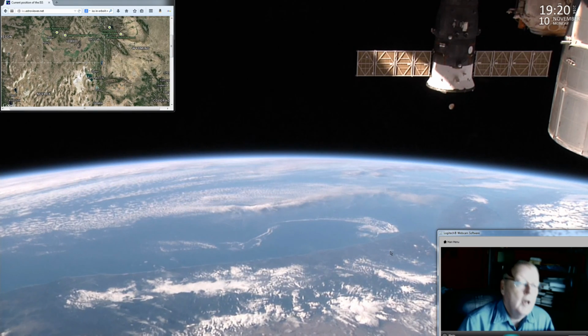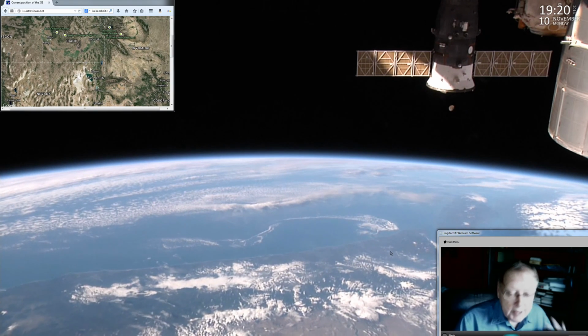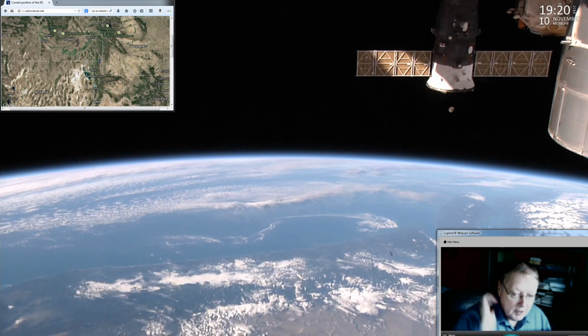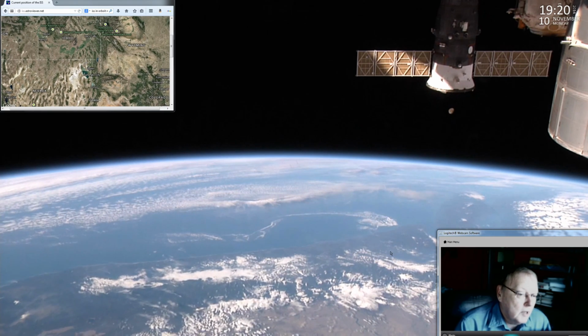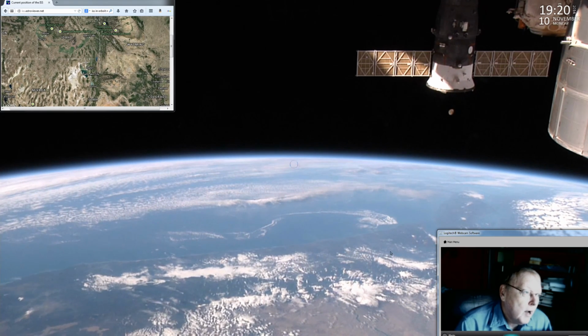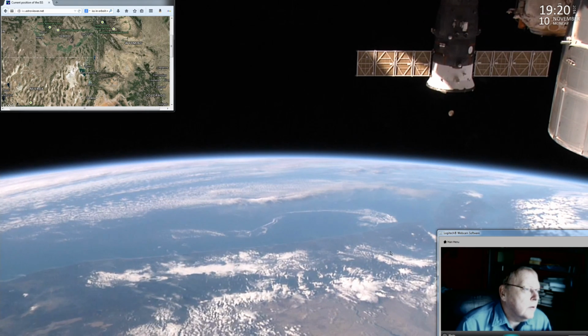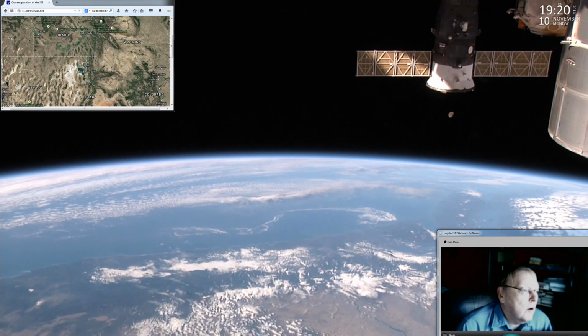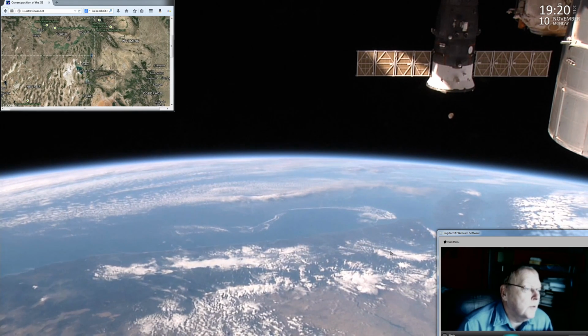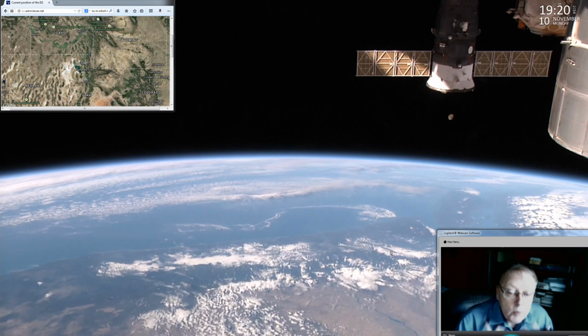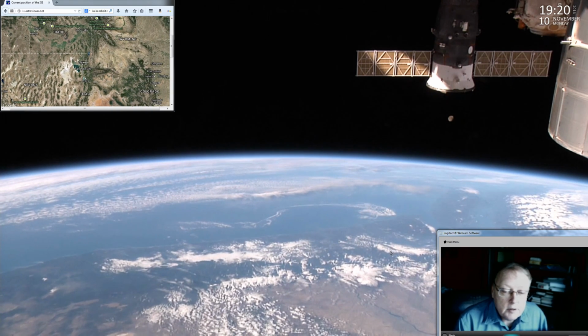Oh, there it is. Okay, it blinks in, it blinks out. Their connections are only just so reliable and so forth. Upper left-hand corner, there's a website called ISS that plots the real-time position of the International Space Station.